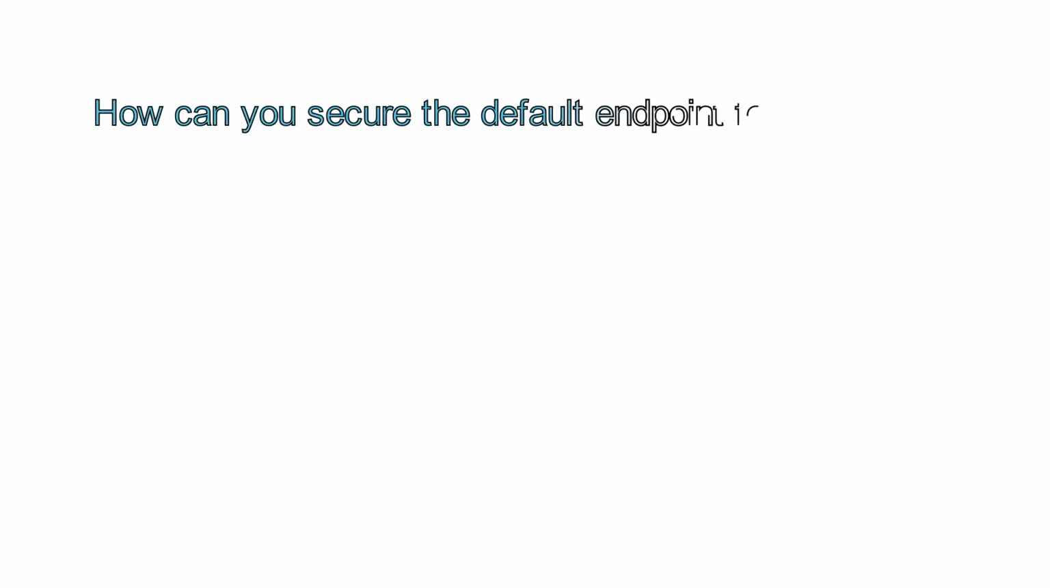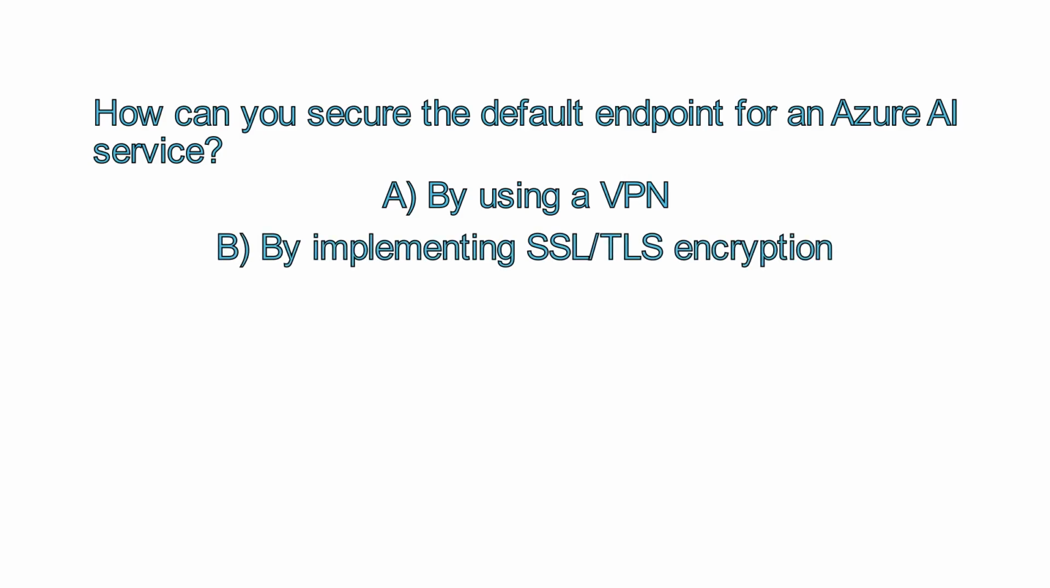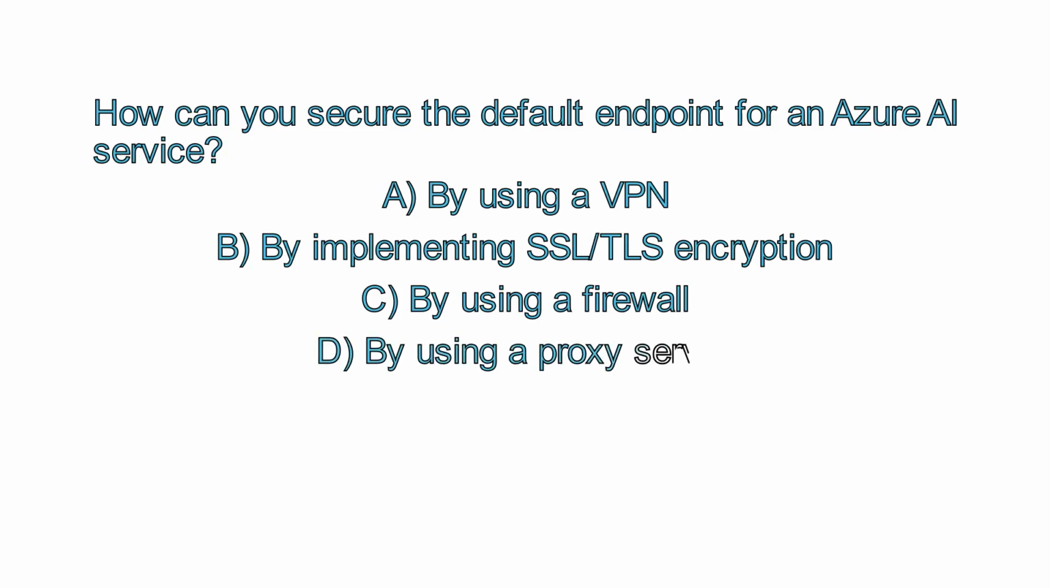How can you secure the default endpoint for an Azure AI service? A. By using [an API key]. B. By implementing SSL/TLS encryption. C. By using a firewall. D. By using a proxy server.